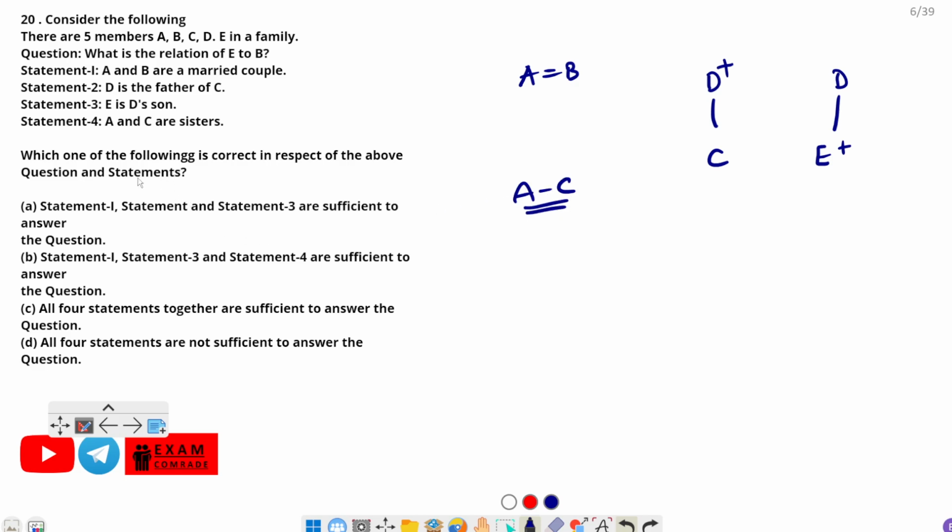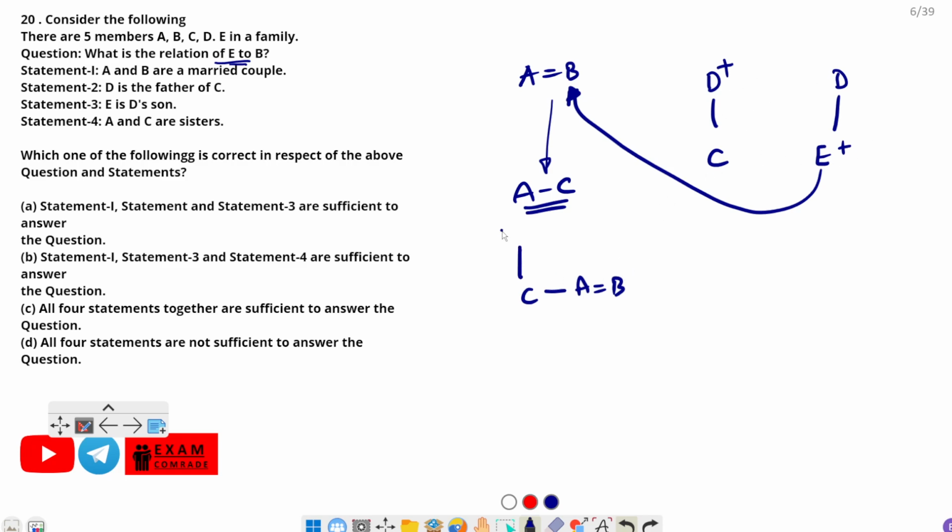So what is the relationship between E and B? We need to find a relation between these two persons. First we need to join B, C, and A, so we need to combine these things. A is the sister of C. We have to combine these two things to establish a relation between C and D. We have to use these two statements also.